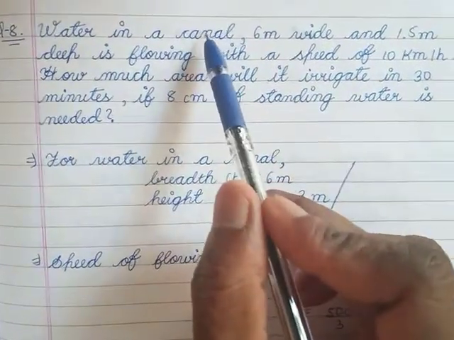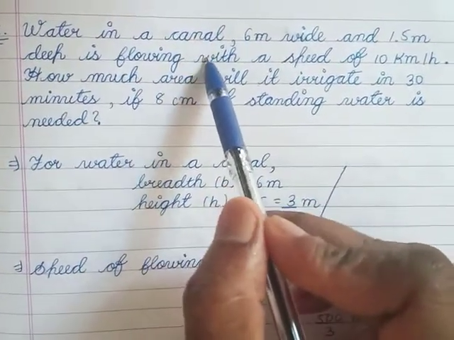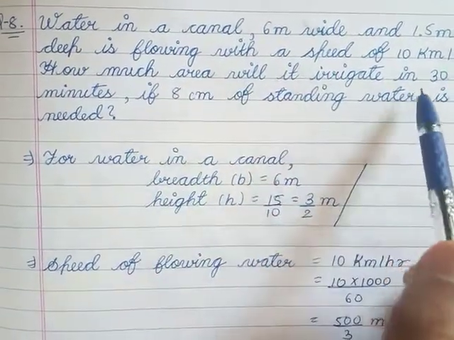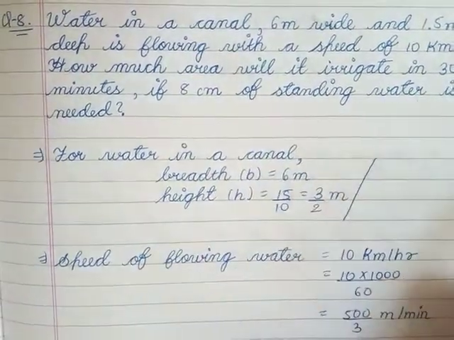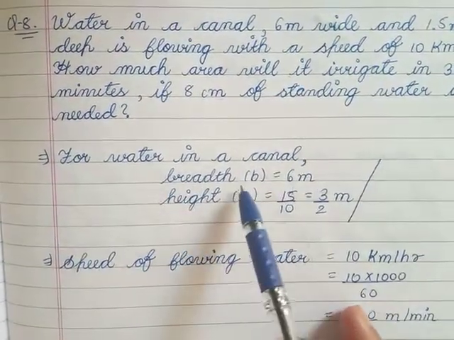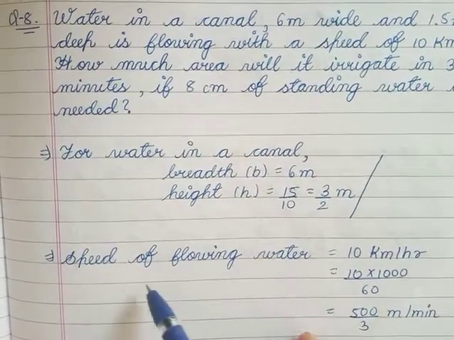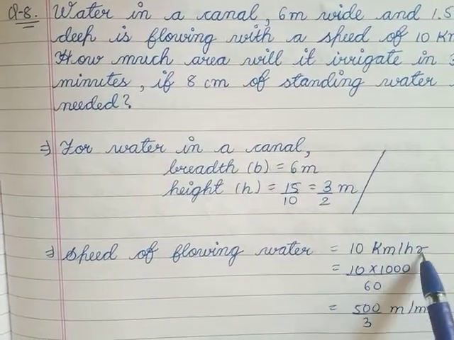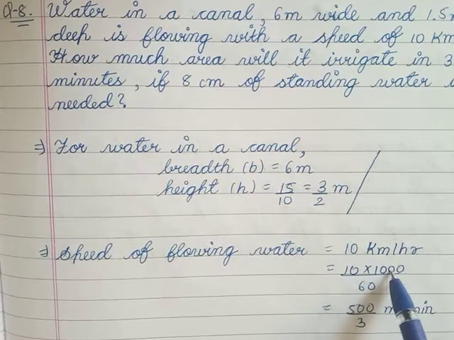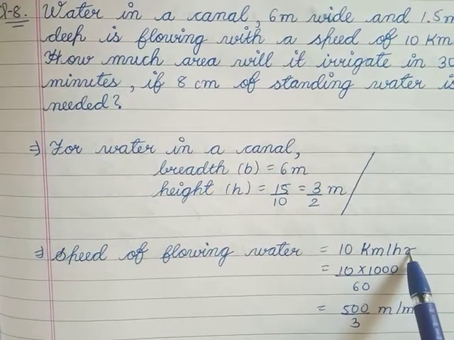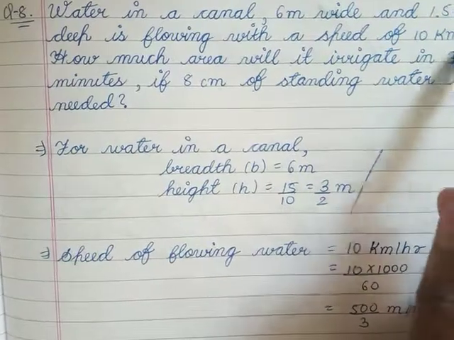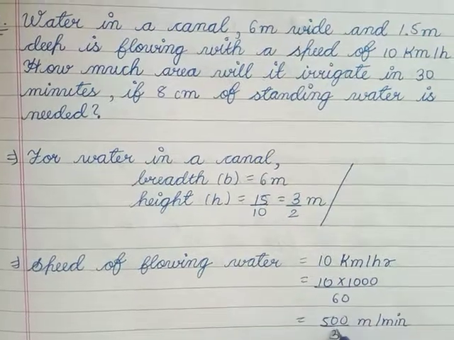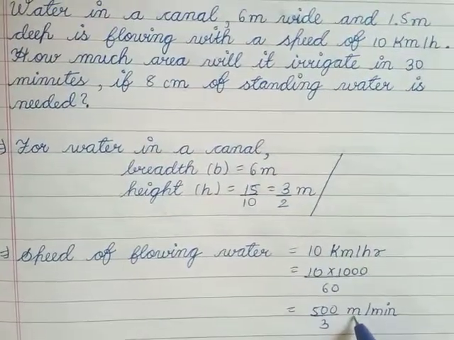So volume of the cuboid, or volume of flowing water, which is in cuboid shape, L into B into H, is equal to area into the height. Then we will get the area. For the water in the canal, length and breadth are given. You have to find L. So L will be found from the speed. Speed of flowing water is 10 km per hour. If you change it into meters, you will get 1000, and hour into minutes you have to change, because in the question it is 30 minutes. So divided by 60, it is 500 upon 3 meter per minute.